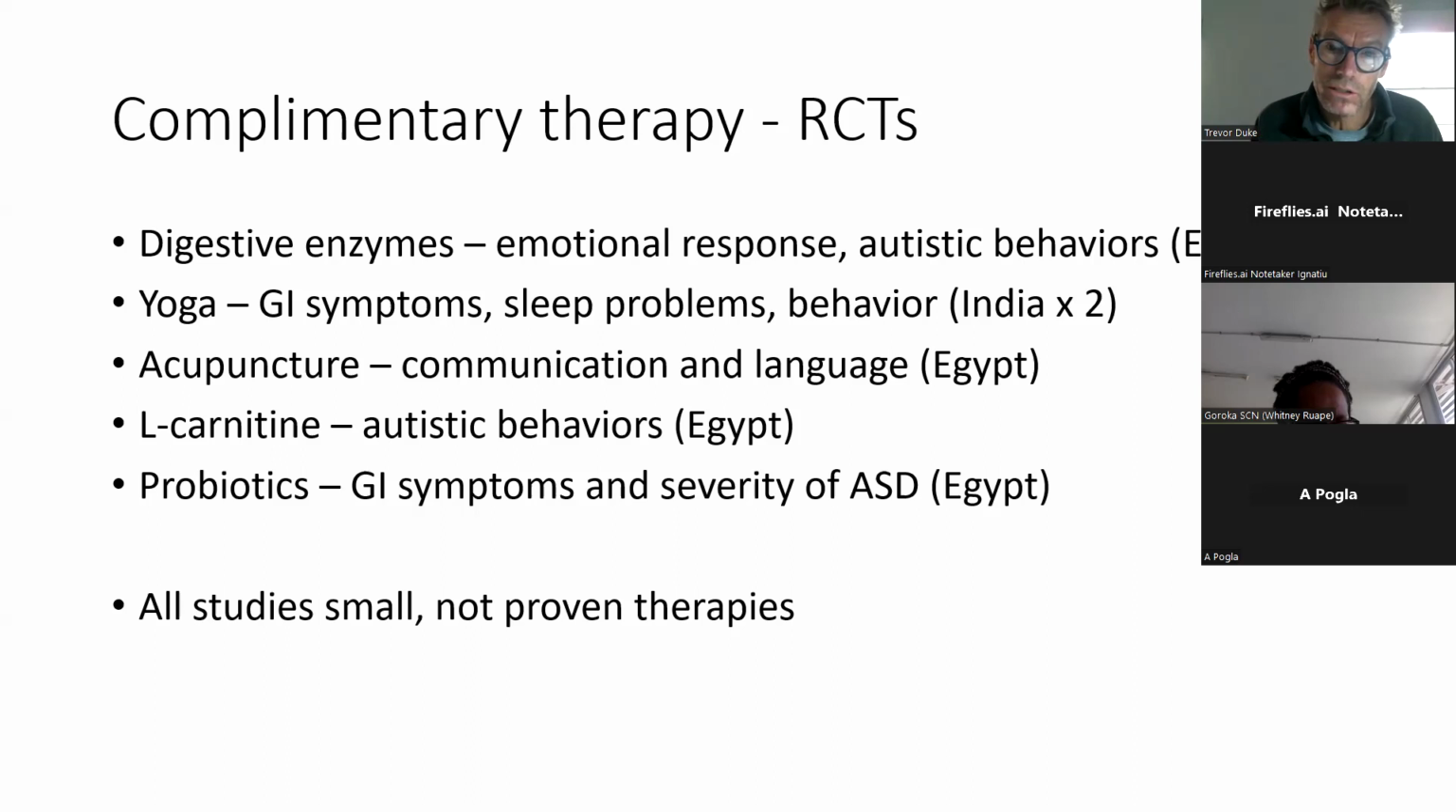There have been some good studies on yoga, 2 studies on yoga for children with autism in India. Again, a place where yoga is very much a part of natural therapies for people with illnesses of all descriptions. And that is also said to improve gastrointestinal symptoms and sleep problems and behavior in children and adolescents who have autism. Acupuncture has also been done, said to improve communication and language. So some of these complementary therapies, L-carnitine is an amino acid that is said to improve, in one study anyway, autistic behaviors.